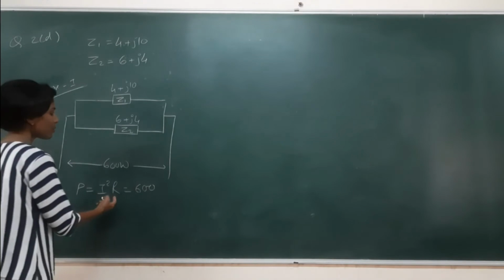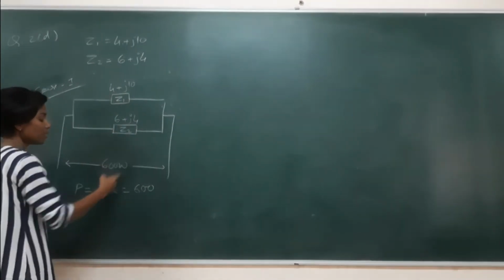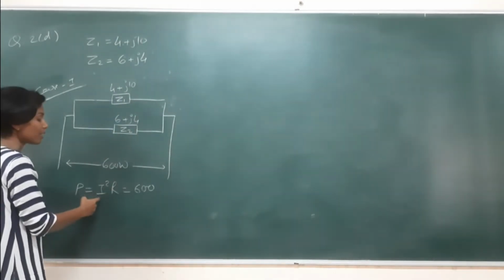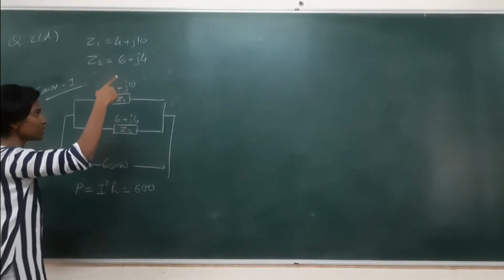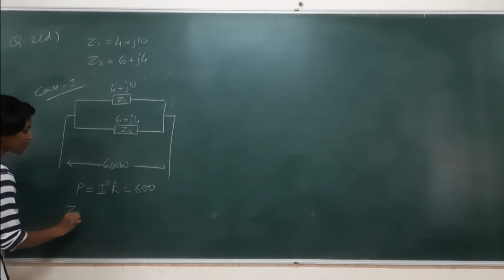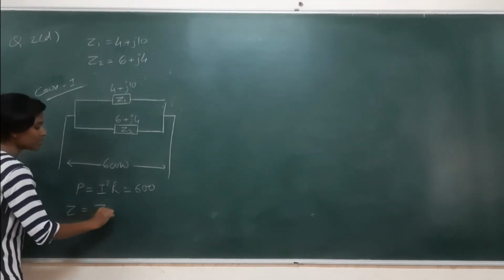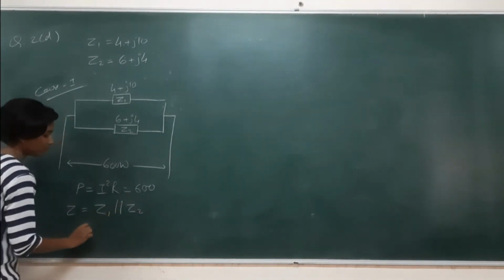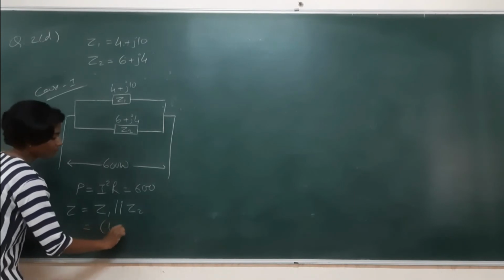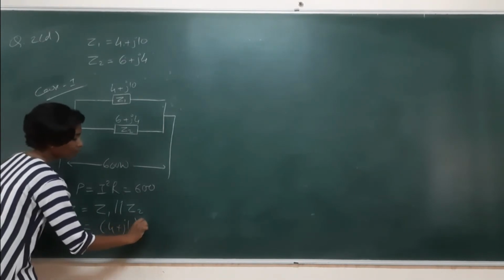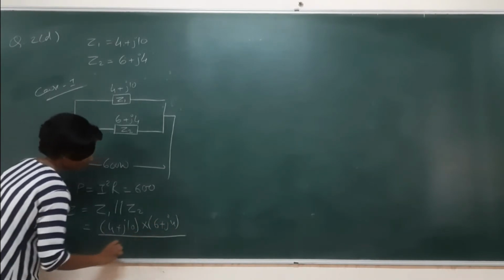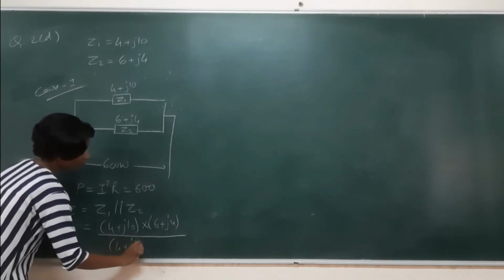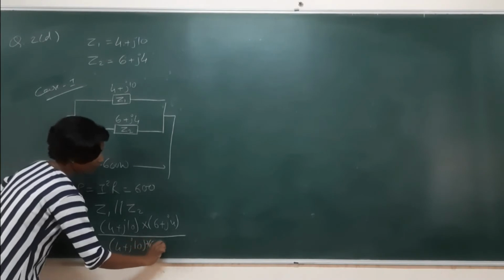If I can get the value of the net resistance of this circuit, then I can get the value of current, and with the help of current we can get the value of voltage. So that will be the procedure. First of all we have to check the net impedance. That is the parallel combination of Z1 with Z2, where we have 4 plus j10 and 6 plus j4. Better you set your calculator in complex mode and check the value.